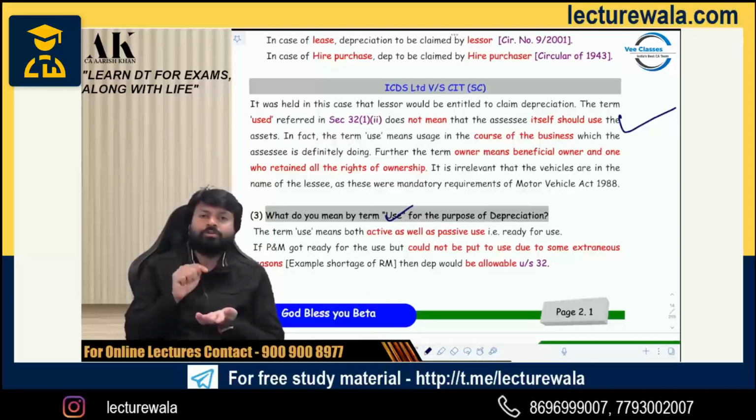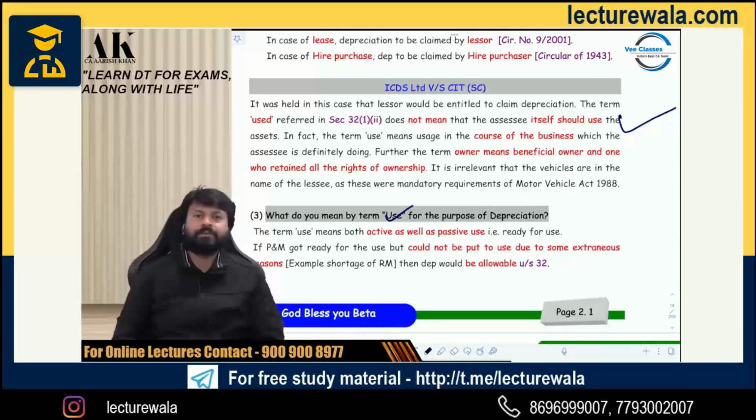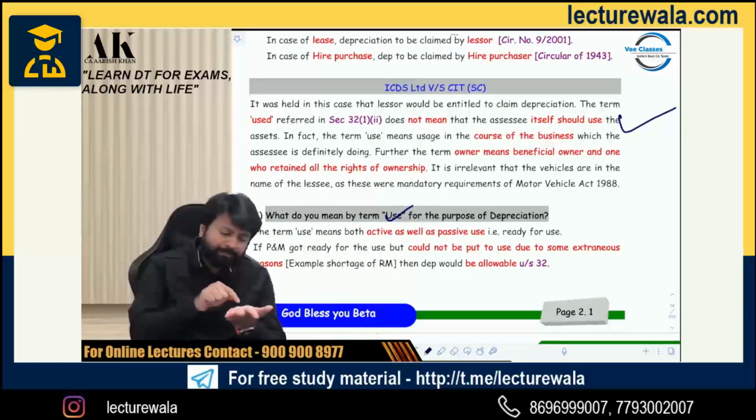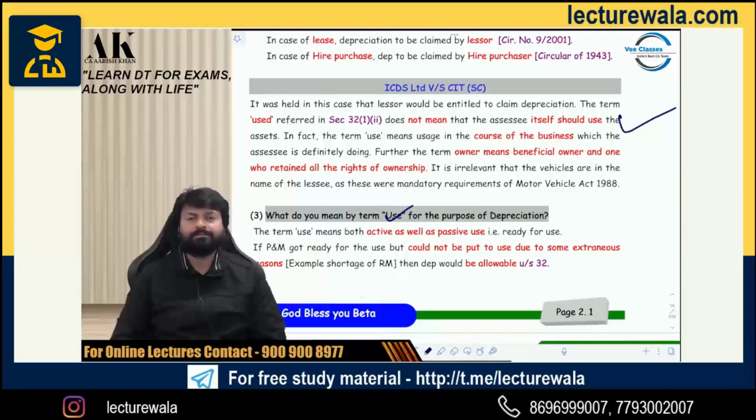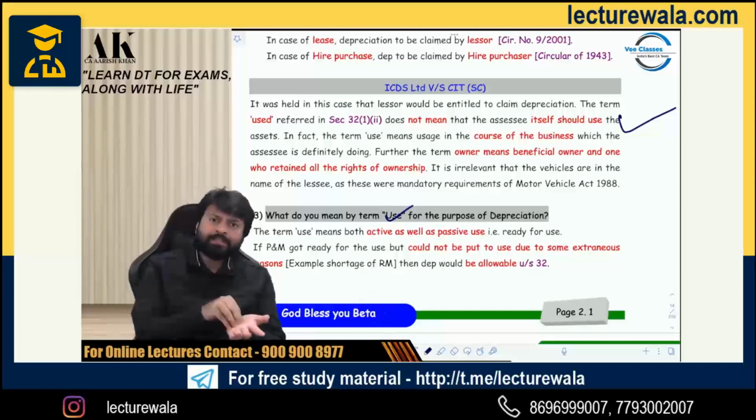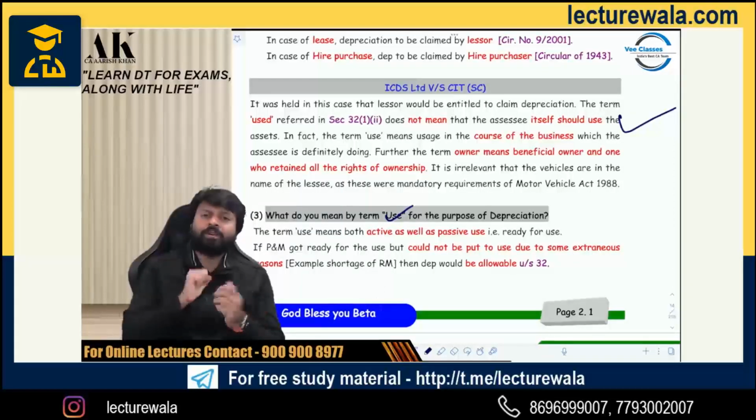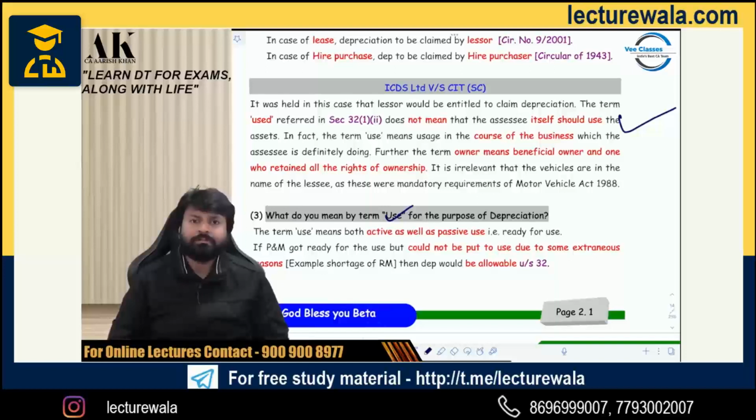Okay, and one last thing over here. Suppose I am not able to use machinery, plant, furniture, whatever it is, because of some extraneous reasons. Then the government will give you depreciation on that machinery. For example, I bought a machinery and I am ready to use it. But the raw material which is to be used in that machinery is in shortage in the market. So I have bought and installed the machinery, but the raw material is in shortage. Then what will I do? Because of the shortage of raw material, I am not able to use the machinery. So will I be getting the depreciation?